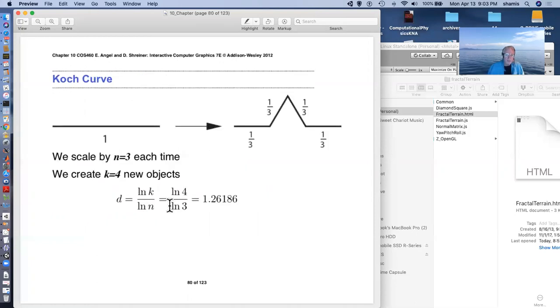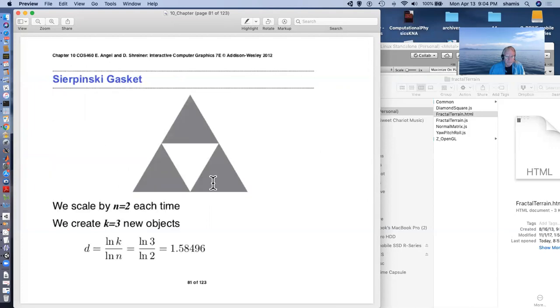So let's look at the Koch Snowflake. Here again, n is 3. We're dividing it in thirds. But in this case, we're creating 4 new objects, the 4 segments of the Koch Snowflake here. So our dimension is log of 4 divided by log of 3, which is 1.26. The dimensionality of the Koch Snowflake is not 2D, but it's 1.26D.